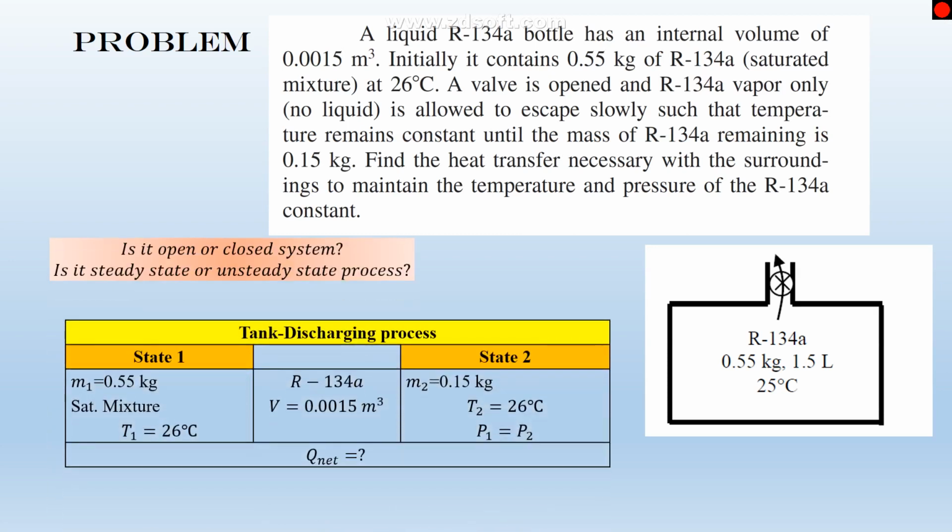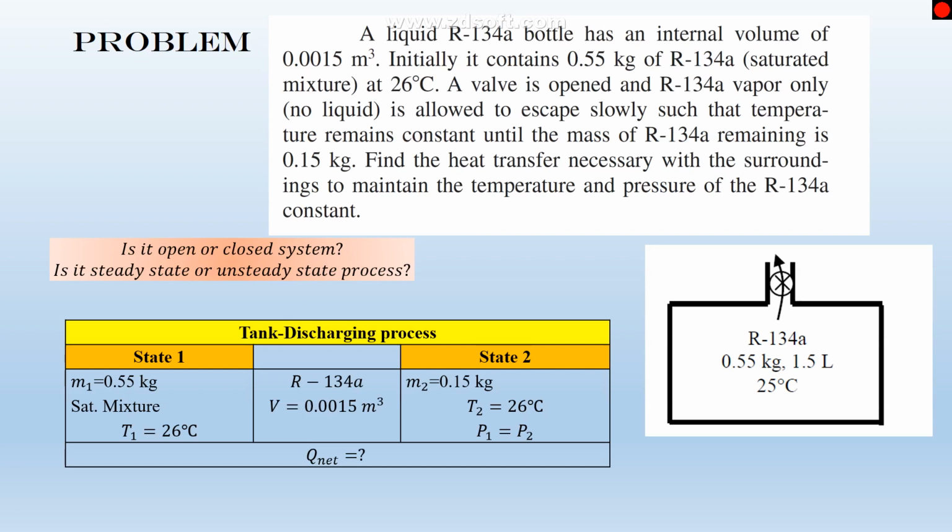So I just make this table. This is a tank during the discharging process. The fluid is R134A. So this is a rigid tank. The volume is constant. We have the volume, and then we have M1. This is the mass of the control volume at state 1. It's 0.55 kilograms. It's a saturated mixture. This is really important.